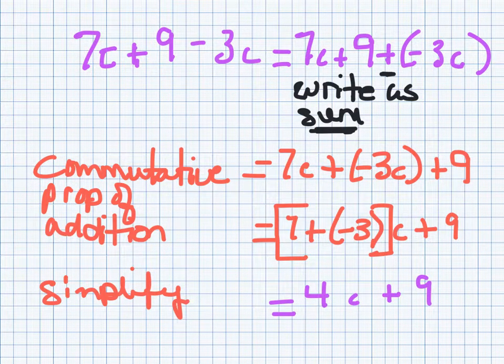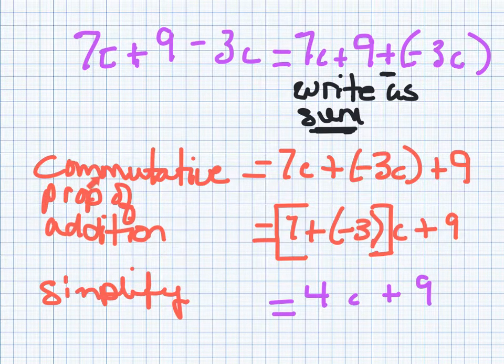Here we're going to start combining terms to solve the problem. We have 7c plus 9 minus 3c equals 7c plus 9 plus negative 3c. So I changed the negative 3c. I put it in parentheses and just put a plus sign because we want everything to be pluses, and we'll put the negative in parentheses there. We want to write it as a sum, as an addition problem. We didn't change the sign, we just put it inside parentheses.